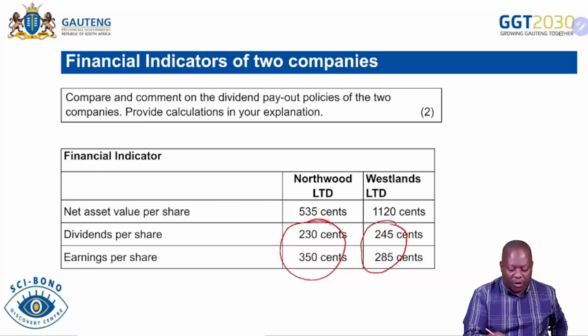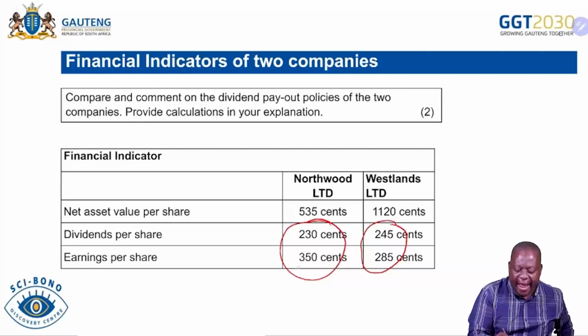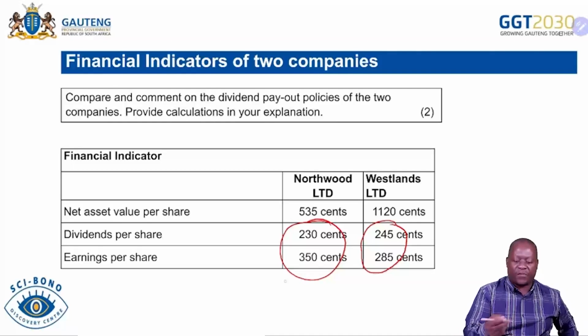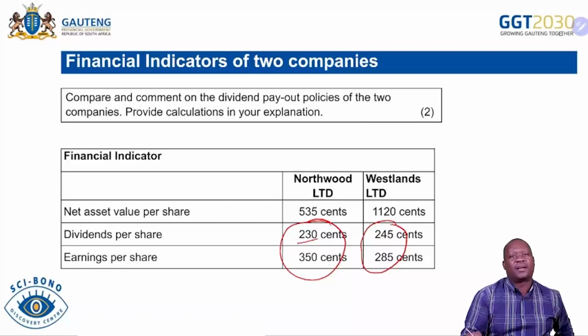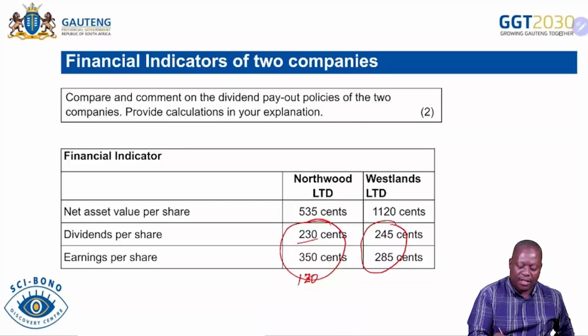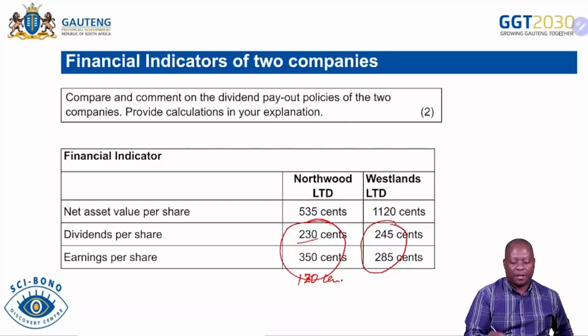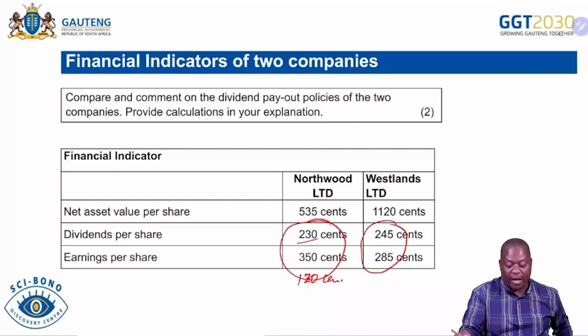So let's look into Northwood. They earned 3.50 Rand, which is 350 cents. And out of that, they are giving out 2.30 Rand as dividend. Can you see that? So it therefore means they are going to retain something like 120 cents. It means they are not issuing out that.